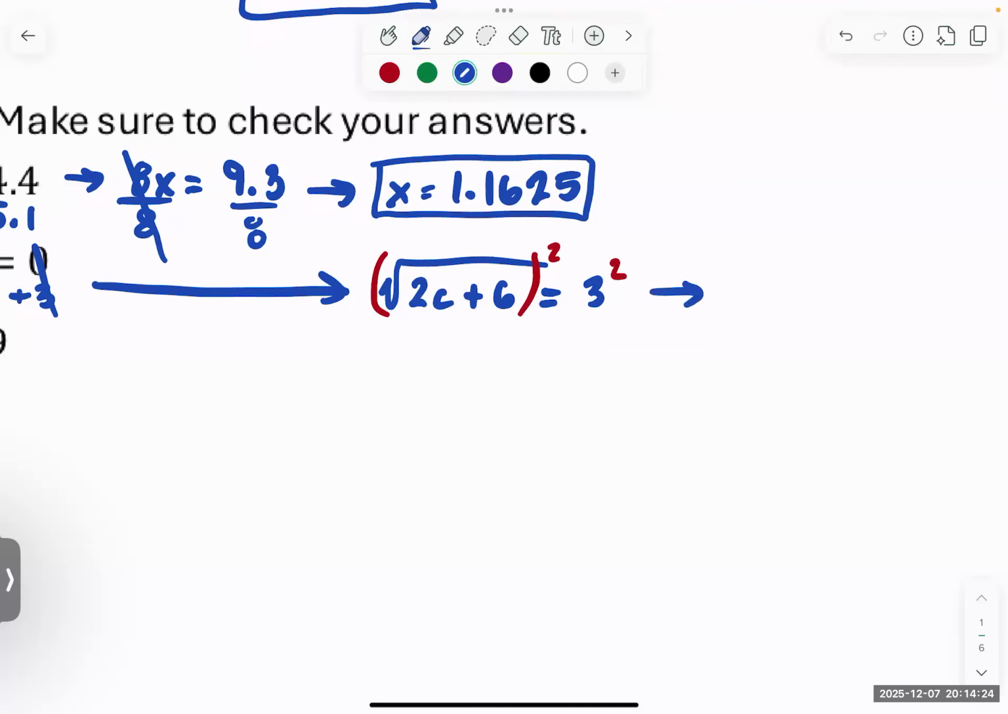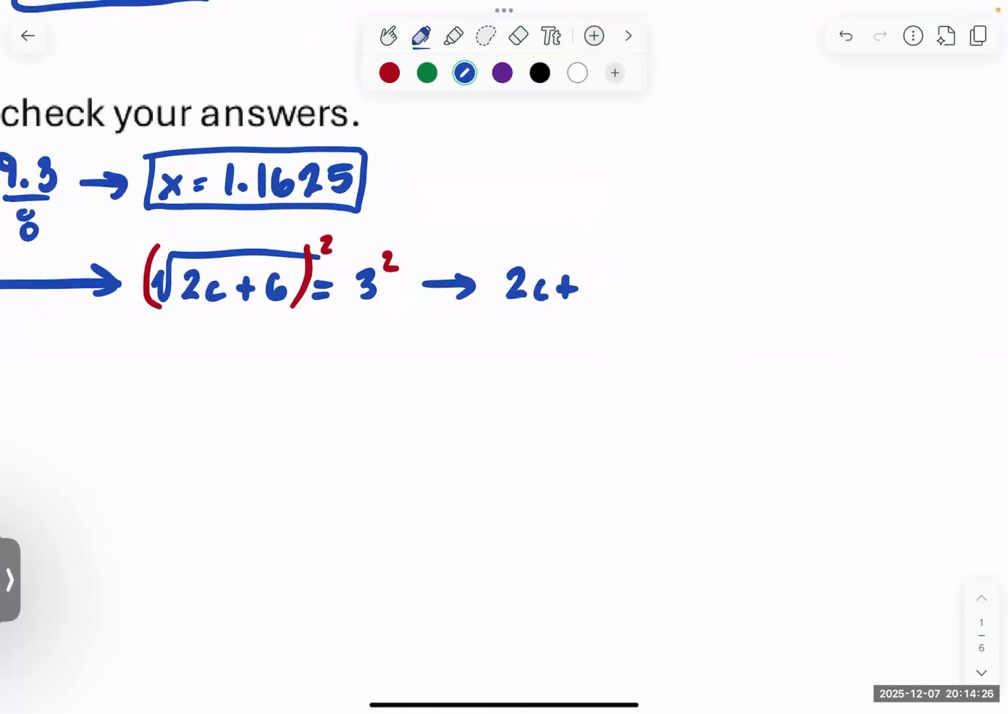And then this becomes 2c plus 6 equals 9. Subtract 6 from both sides. 2c equals 3. Divide by 2, divide by 2. c equals 3 halves.